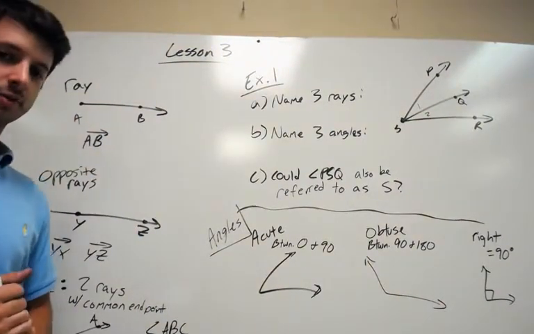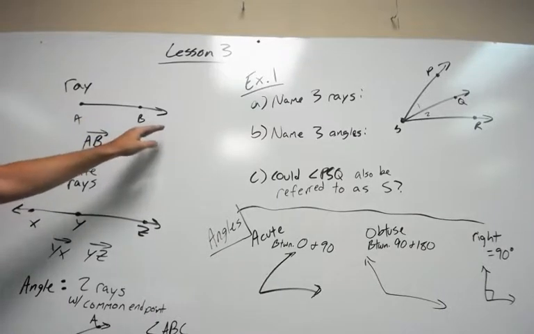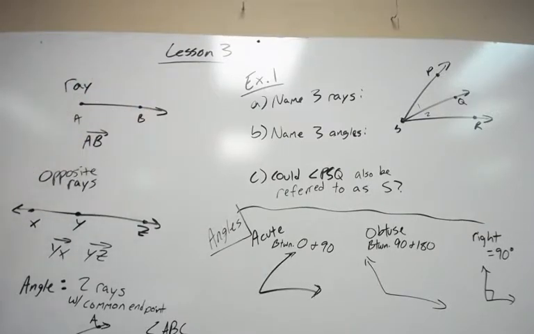Looking at lesson 3 in geometry. Going to talk about rays and angles in this lesson. Starting with rays. A ray is simply a part of a line that starts at an endpoint and extends infinitely in one direction. So we start in point A, and it goes infinitely in the direction of B.